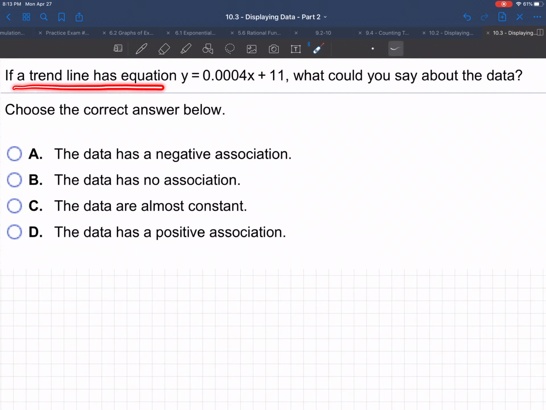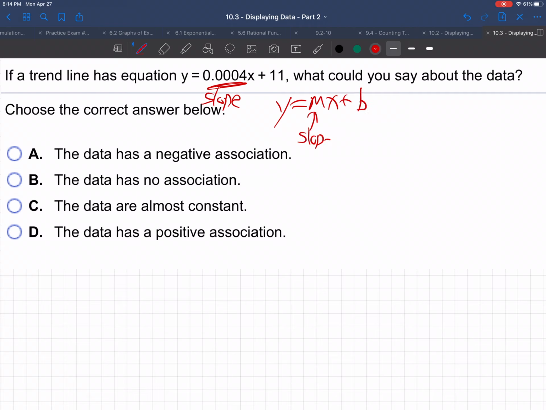If a trend line has this equation, what can you say about the data? Well, it's all about this slope here. Remember y equals mx plus b from your algebra days. M is the slope. So that tells the story.